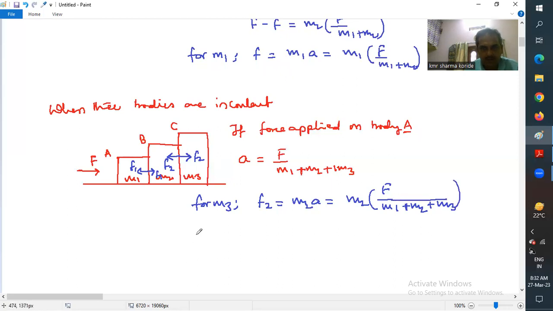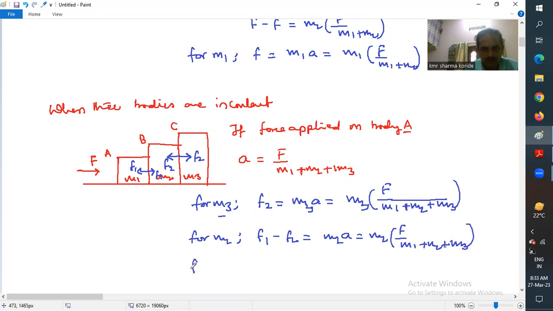The next, moving to M2. So for M2, it moves because of F1, but it is opposed by F2. So motion of M2 is opposed by F2, but favors F1. So this is equal to M2A. Now M2A, therefore, this is going to be F by M1 plus M2 plus M3.